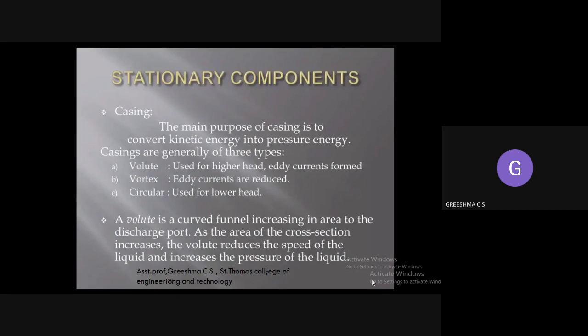So in the case of the volute casing, the area of the discharge port will be large. Because the discharge area is large, the speed of the liquid will be reduced and you can increase the pressure. So the pressure energy of the water is increased so that the water can be pumped to greater heights.